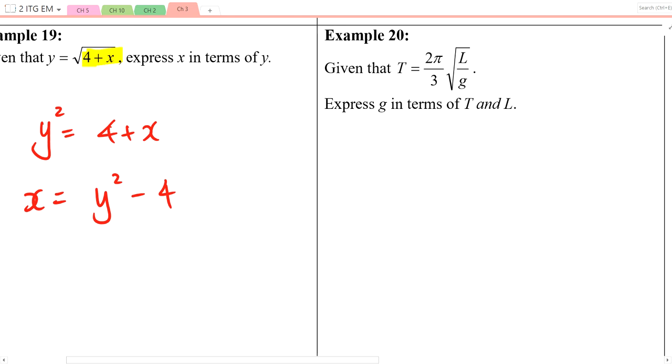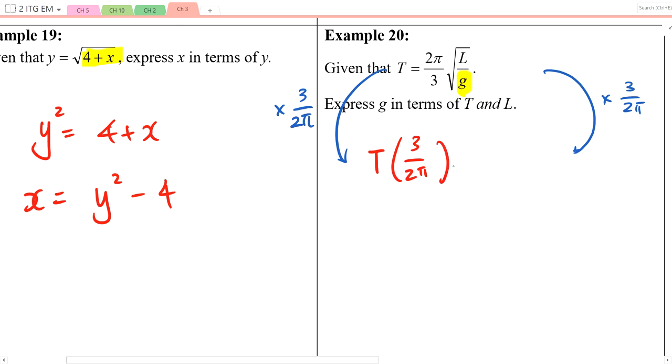Express g in terms of t and l. So g is found over here. Getting rid of everything else first. I want to remove the 2 pi over 3. So what do I do? I want to multiply by 3 over 2 pi, such that I will arrive at t times 3 over 2 pi equals to square root L over G. What this step has done was to remove all of this.